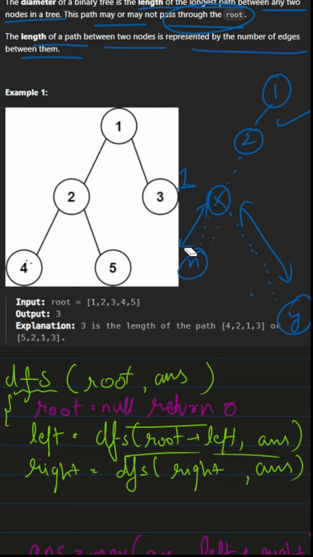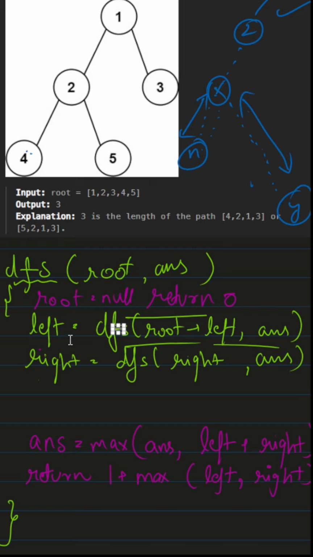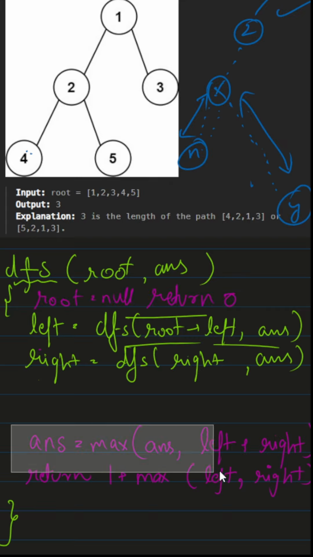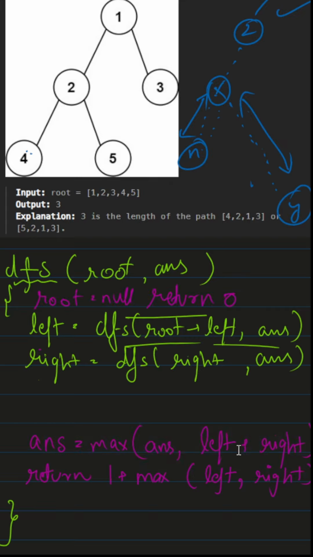And right over here we have the pseudocode. If the root is null, we'll just directly return 0 because there's no length over there. And the answer will be the maximum of, as I said, answer comma left plus right. And at every node, we'll return 1 plus the maximum of left and right.